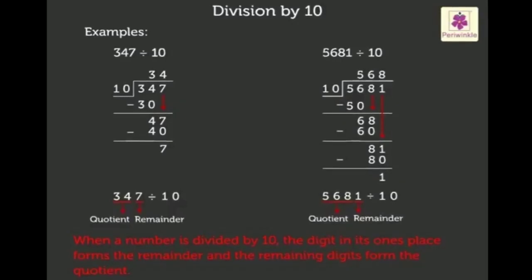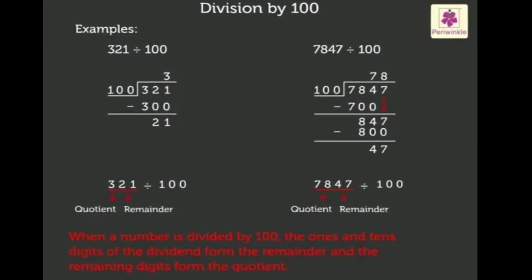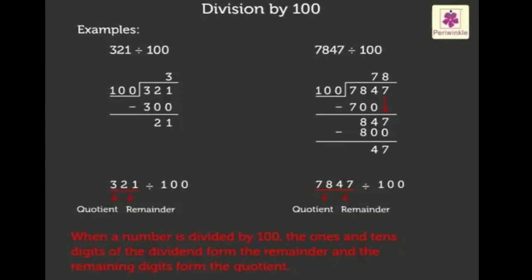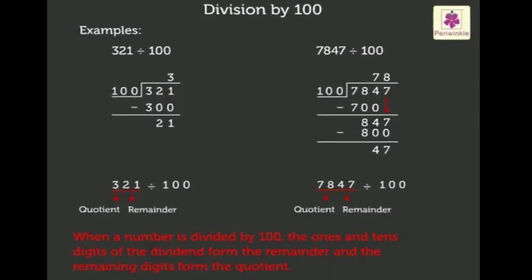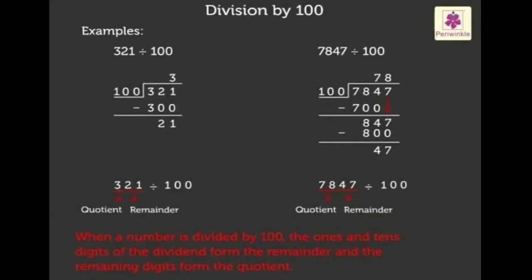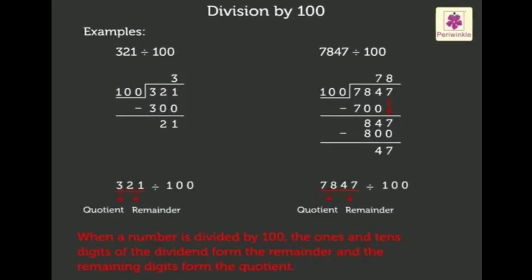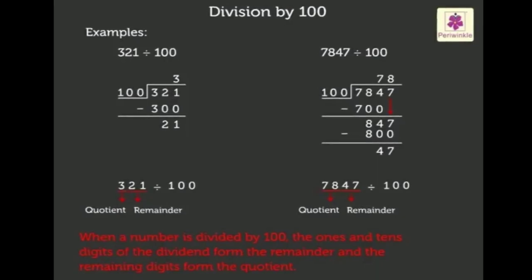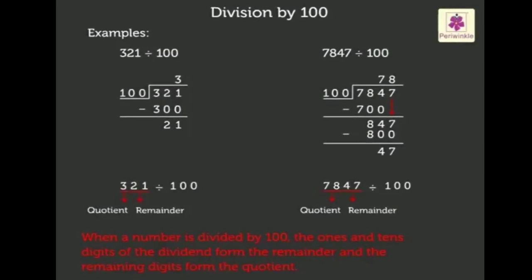Let us do the division by 100. The rule states that when a number is divided by 100, the ones and tens digits of the dividend form the remainder and the remaining digits form the quotient. For example, if we divide 321 by 100, the quotient comes out to be 3 and the remainder comes out to be 21. Similarly, when we divide 7847 by 100, the quotient comes out to be 78 and the remainder comes out to be 47. In simple words, you can say that there are 2 zeros in the divisor.